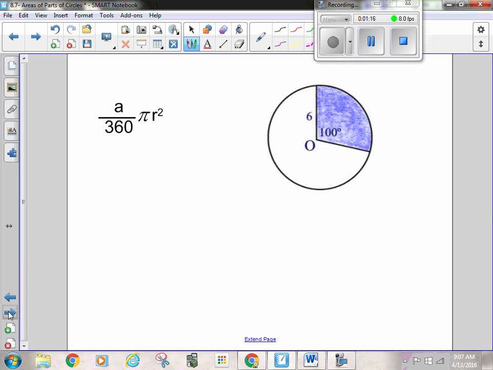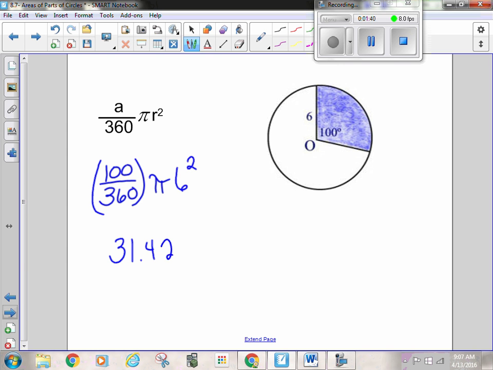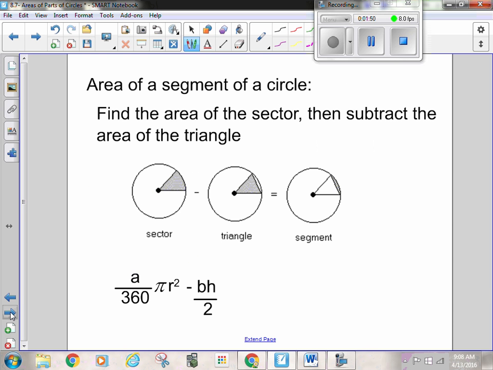Let's look at another example. Here we're going to find the area of the blue section. So we do 100 over 360. 100 is our angle. Okay, pi times my radius, which in this example is 6. So we're going to do 6 squared. 100 divided by 360 pi times 6 squared, and we end up with 31.42. And here we don't have a label, so we don't need to worry about that. And it gives us our answer. So it's just knowing that formula that we're plugging in.